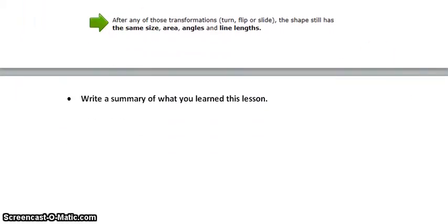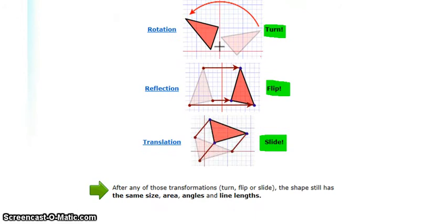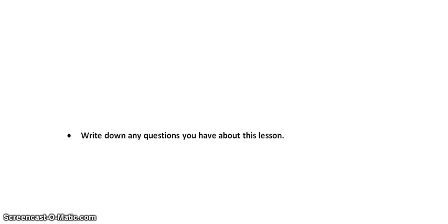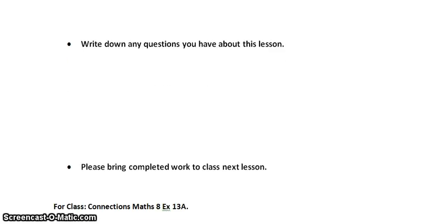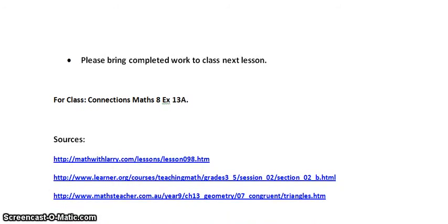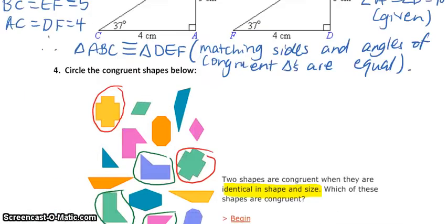Now, when we're doing transformations, whether we're turning, flipping, or sliding, the shape still has the same size, area, angles, and line lengths. So they're congruent shapes, okay? What I want you to do is to write a summary of what you learned, any questions you have, and bring your booklet with you to class, because we're going to be working on exercise 13A, and I'll be able to answer any questions you have then.